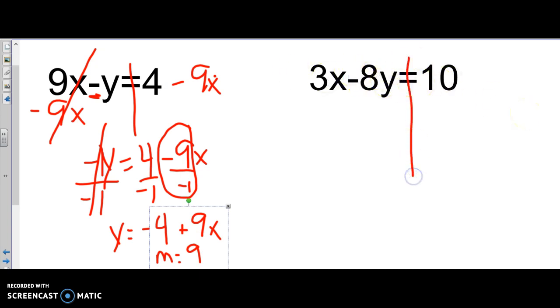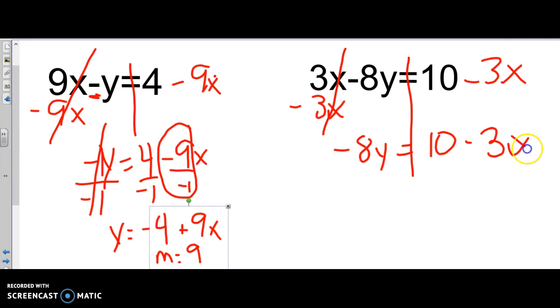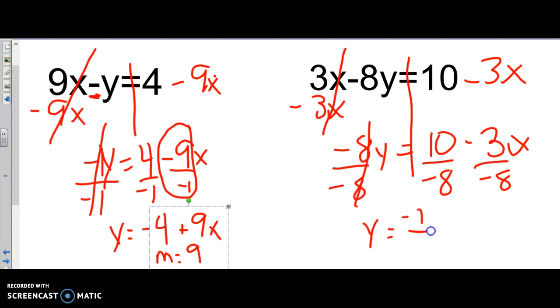You ask yourself what's on the same side as y. It's this positive 3x, so I'm going to subtract 3x. If this was a negative 3x, I would add. You just do the opposite. So I need to subtract 3x over here. Left with -8y equals 10 minus 3x. I need to divide every term by -8. I get y equals -1 over 8 plus 3 over 8x. And my slope would be positive 3 over 8.